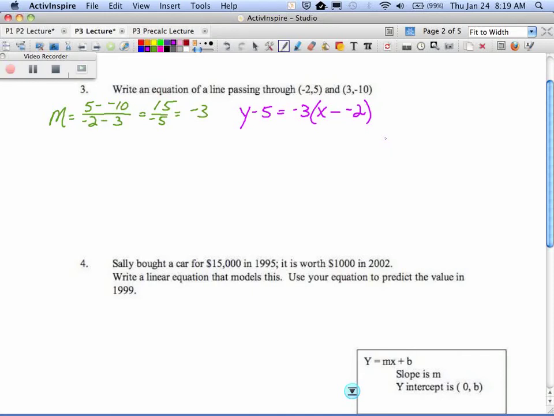So if we clean this one up, y minus 5, distribute, negative 3x. Lots of negative signs there. So this is positive 2 right now times negative 3. So that gives me negative 6. And then we will add 5. So we end up with y equals negative 3x minus 1.